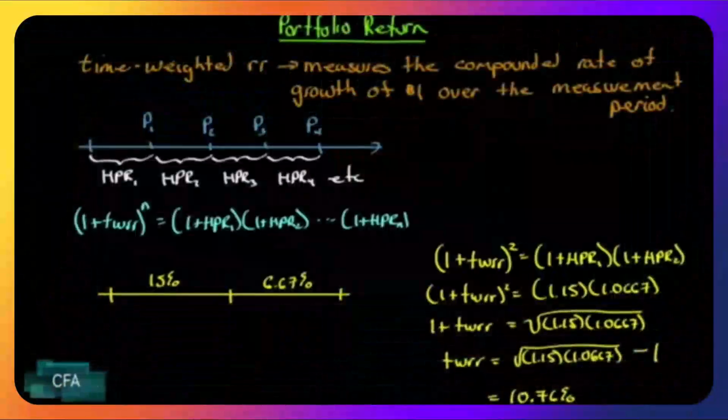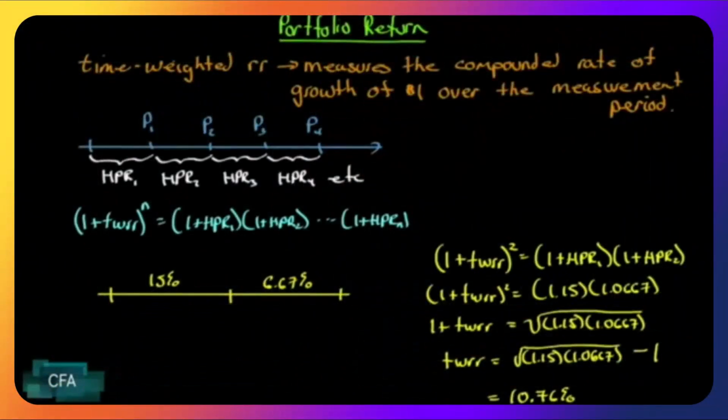We'll turn to the time-weighted rate of return now. And this measures the compounded rate of growth of $1 over the measurement period. So we don't have to worry about the money. We've taken money out of the way. We're saying, hey, it's a buck. It's a buck. Every period, what's the return on $1? That's it.